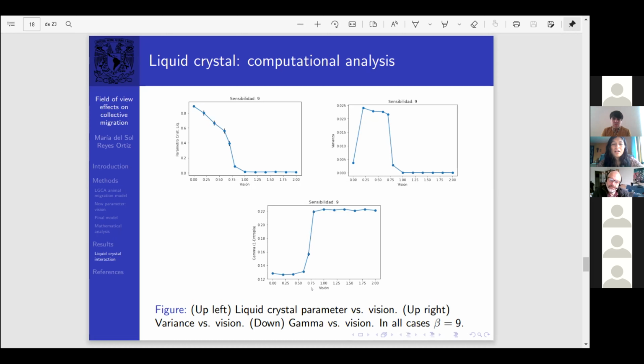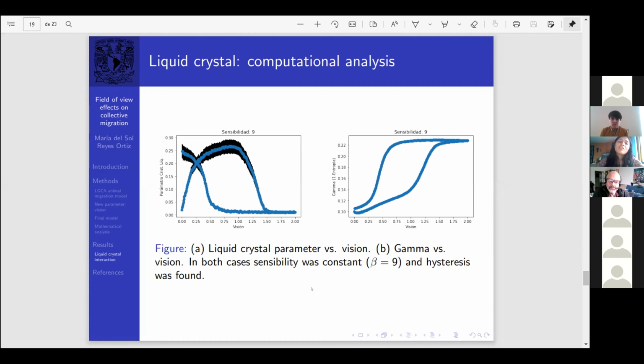If we plot variance against vision, we can see also that there is some sort of peak, but in this kind of phase transition, we will have something a little bit different. I will show you what in a minute. If we plot vision against gamma, we can also see that the parameter goes up. So we begin with a system full of streets. The particles are aligned in streets, but as vision goes up, they start to break into these clusters. So the gamma parameter goes up because they are more concentrated in specific points.